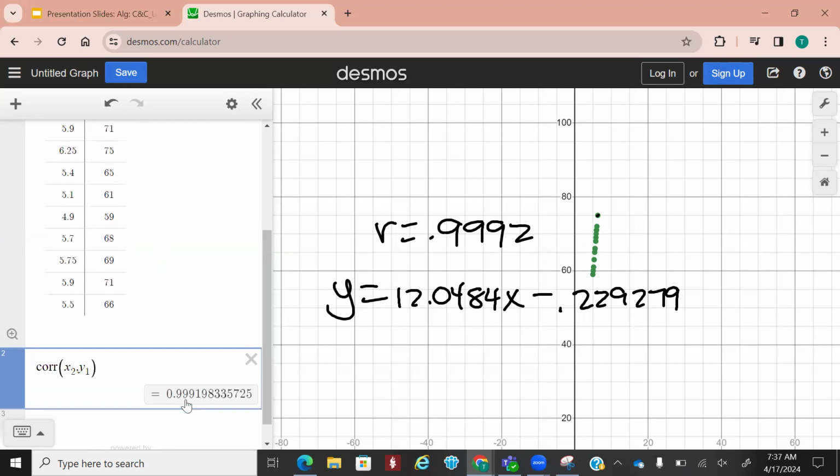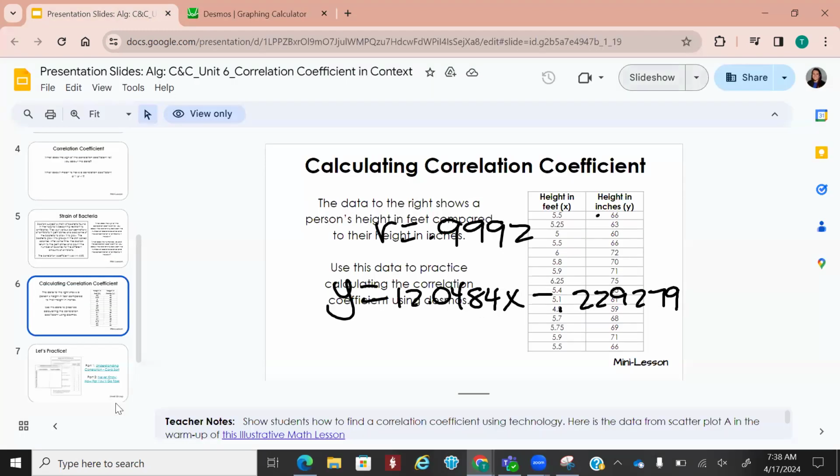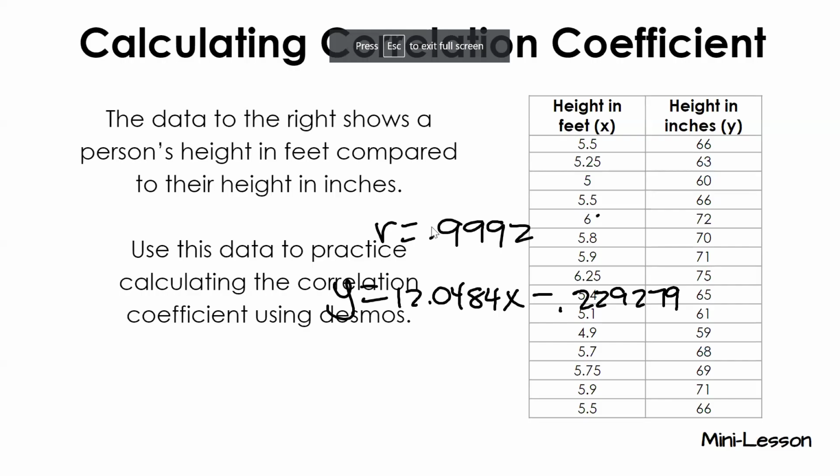Okay, so there's two different ways you can do it. The other way, writing the equation, will help you when you actually have to write out the equation for this function. Okay, coming back in here, we've got 0.992.